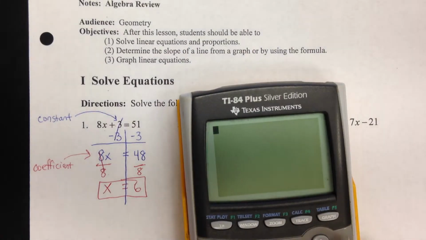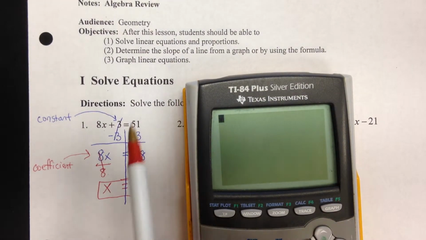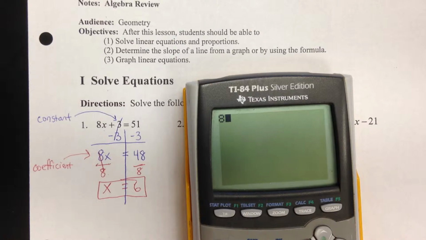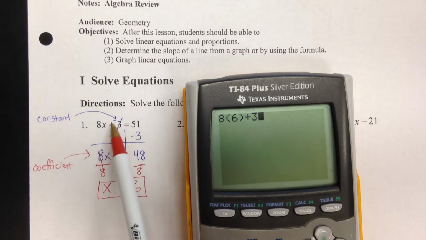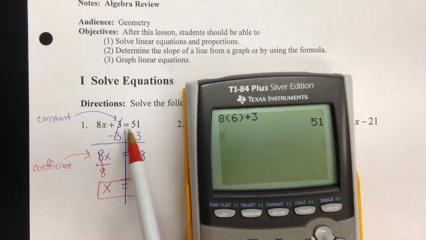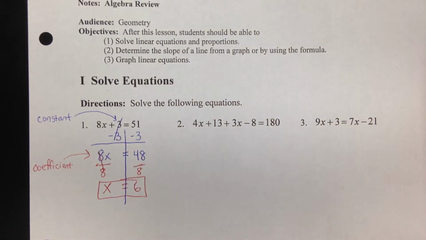Now, how do I know that that works? Well, I can go back to the equation, 8 times x plus 3. Let me do 8 times, I'll just use parentheses, 6 plus 3. Does that equal 51? So I hit enter, it says 51. So what that tells me is that this value 6 makes this equation true. So that is my solution. And that's it. Number 2.